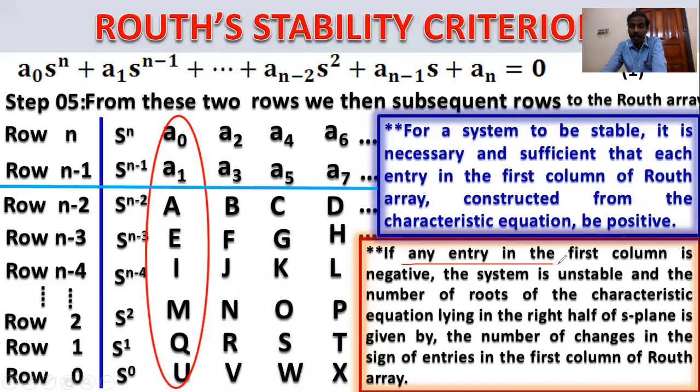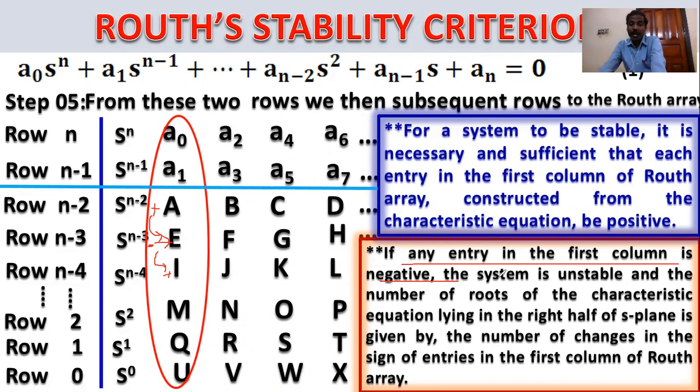If any entry in the first column is negative, suppose this value is negative. But A is positive, so the sign changes from positive to negative and from negative to positive again. So there are two sign changes: the system will be unstable, with two roots on the right-hand side of the S plane.